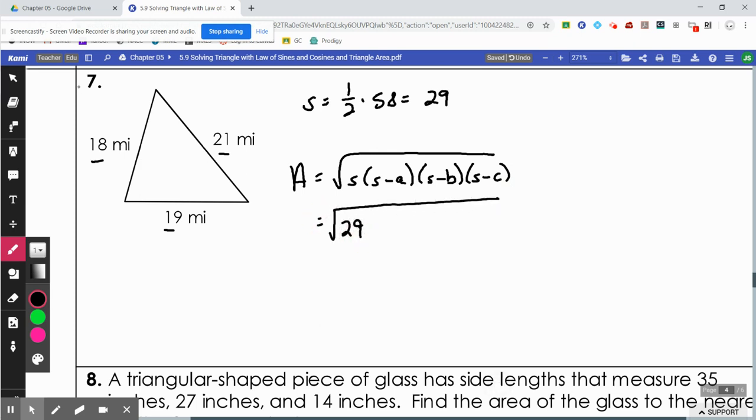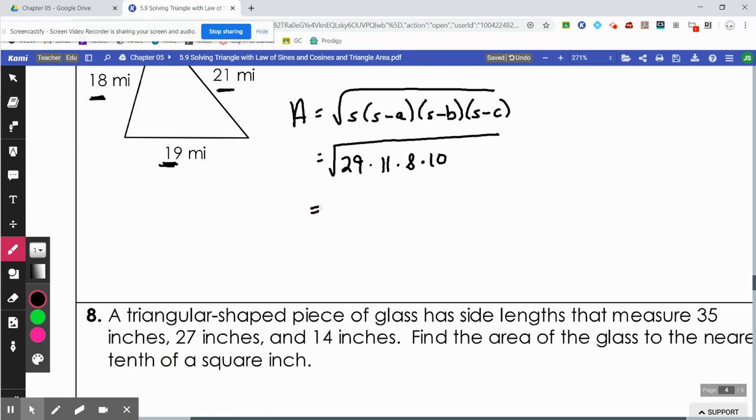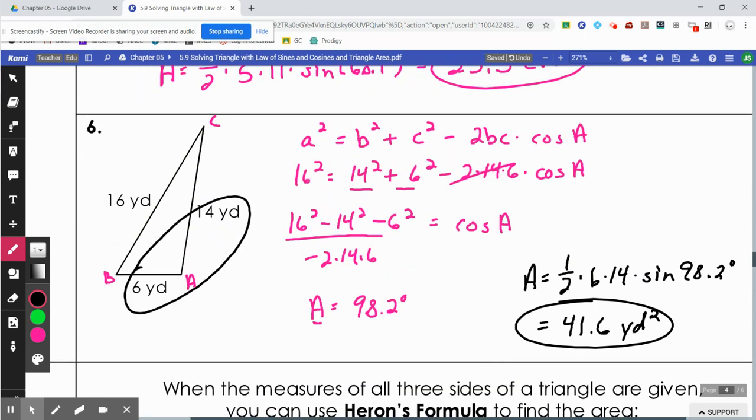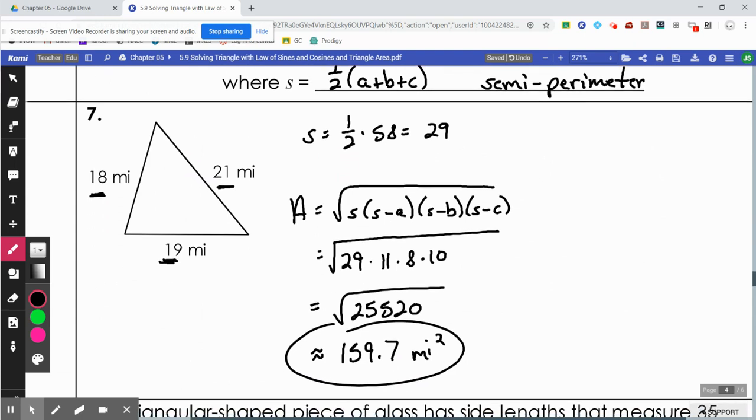So you have the square root of 29 times. It doesn't matter which one you let A, B, and C. We'll start with this one. Here's A, so we'll do 29 minus 18, 29 minus 21, and 29 minus 19, and that's what you get. Multiply those 3 numbers together, and you get the square root of 25,520. And once you type that square root in, that's going to be approximately 159.7, and that is in square miles, which is much easier again than going through this process when you've got all three sides. You would have got the exact same answer this way.